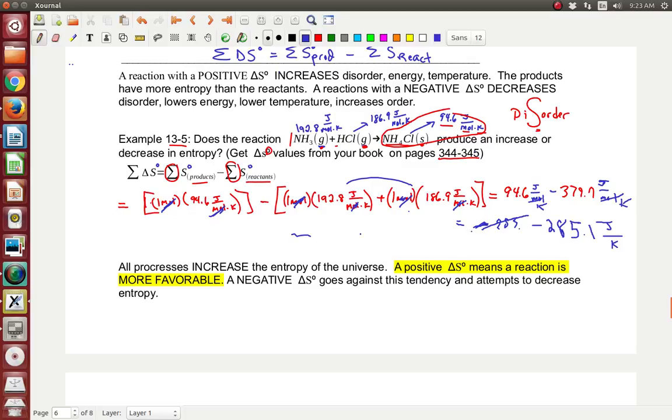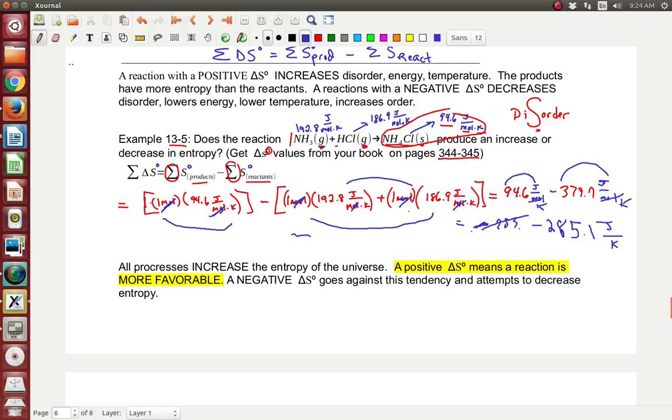Okay, recap. To calculate the delta S, you take the sum of the products minus the sum of the reactants. There's only 1 product, so you don't have to really add anything together. There were 2 reactants. We had to add those together. So now we take those values, product minus reactant, to get the final value of negative 285.1.